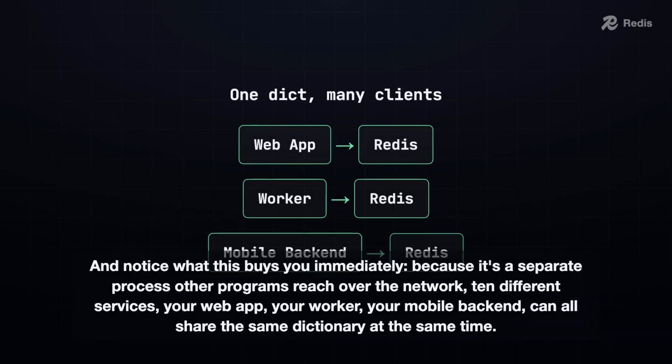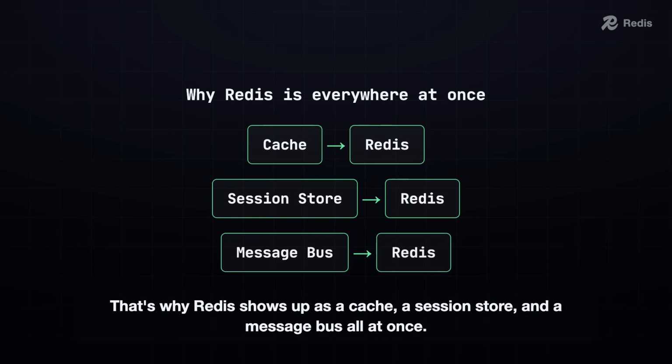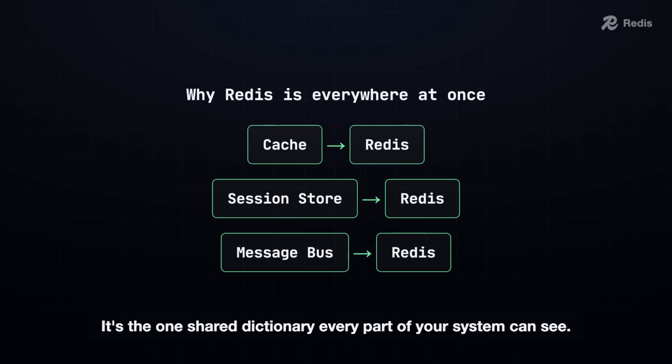And notice what this buys you immediately, because it's a separate process. Other programs reach over the network. 10 different services, your web app, your worker, your mobile backend, can all share the same dictionary at the same time. That's why Redis shows up as a cache, a session store, and a message bus all at once. It's the one shared dictionary every part of your system can see.